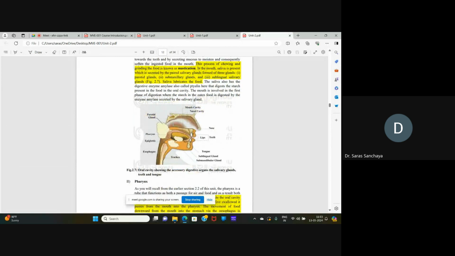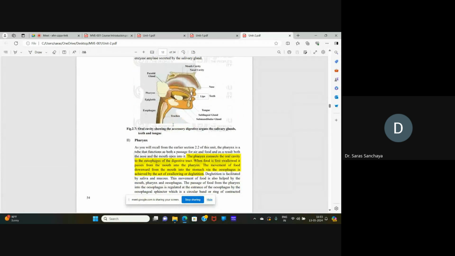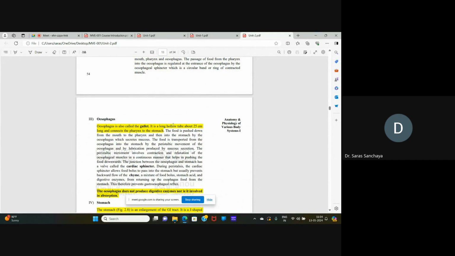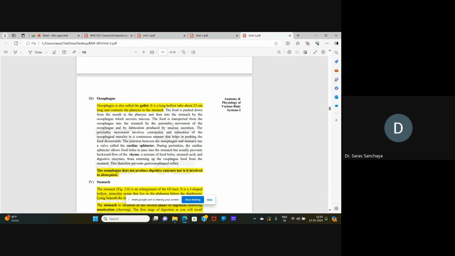From the oral cavity, it goes into the pharynx. The pharynx connects the oral cavity to the esophagus of the digestive tract. When the food is swallowed, it passes from the mouth into the pharynx and then the esophagus by the act of swallowing or deglutition. We come to the esophagus. It is also called the gullet. It is a long hollow tube about 25 centimeters long and connects the pharynx to the stomach. The esophagus does not produce digestive enzymes nor is it involved in absorption. It is just a passing pipe from pharynx to stomach.